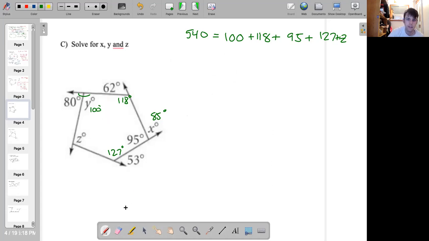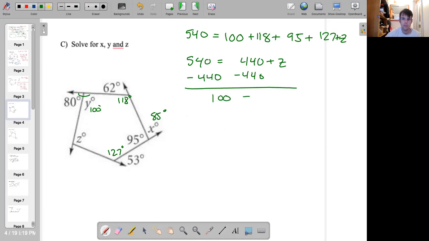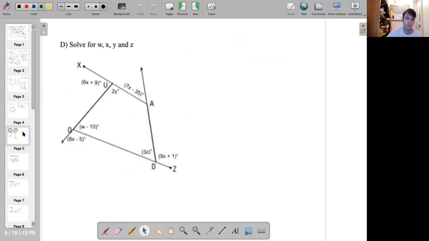Okay, let's simplify this so the left side remains unchanged. Let's combine all those like terms over there. We get 440 plus Z, and then subtract 440 on both sides, and we get the value of Z to be 100. Z is 100. So Y is 100, Z is 100, X is 85. All right, let's keep moving forward.